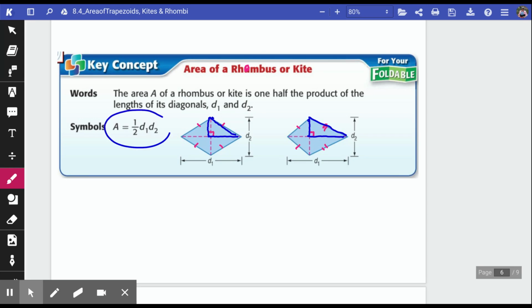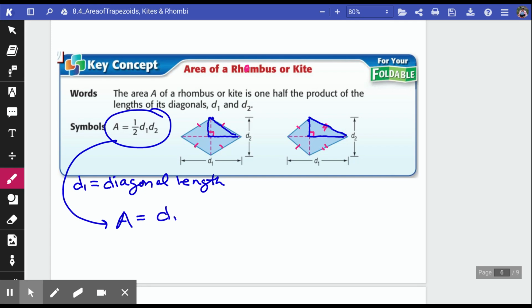So the formula for the area of a rhombus or a kite is this right here: 1/2 times the length of diagonal 1 times the length of diagonal 2. So that's what those D1s mean, the diagonal length. Again, I'm going to rewrite this in a form that I like to use. So area is equal to diagonal 1 times diagonal 2 all over 2. Dividing by 2 is the same thing as multiplying by 1/2. I just prefer this form, but it doesn't matter to me which one you use.